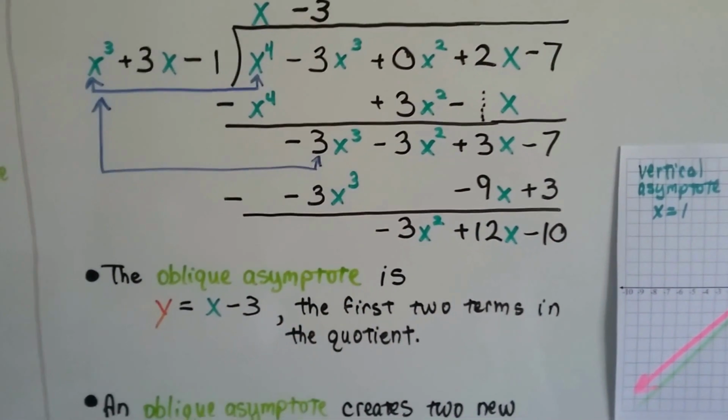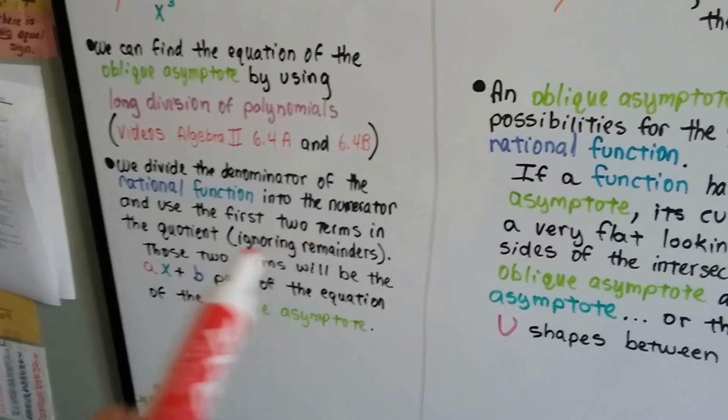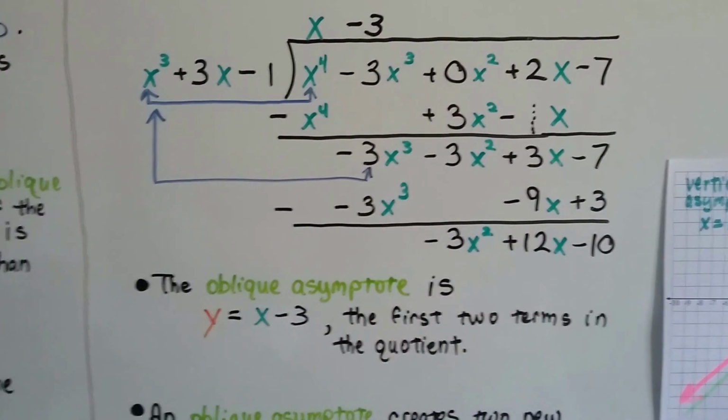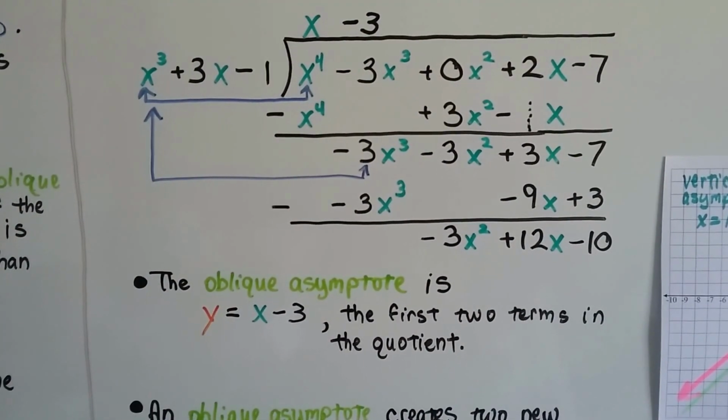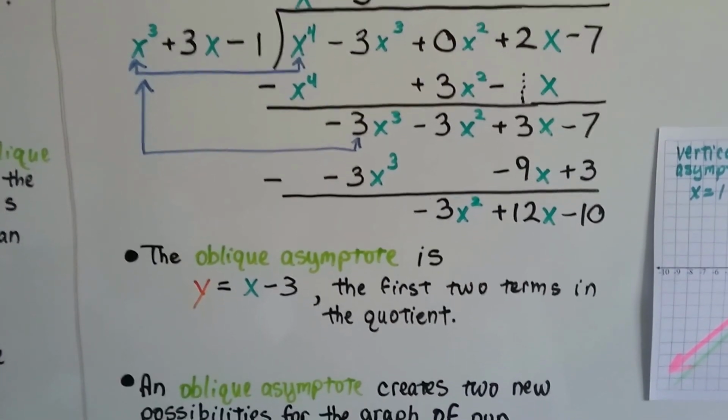And because we only need the first two terms of the quotient without remainders, that's really all we needed. The oblique asymptote is y equals x minus 3, the first two terms in the quotient. Without the remainder, we ignore the remainder.